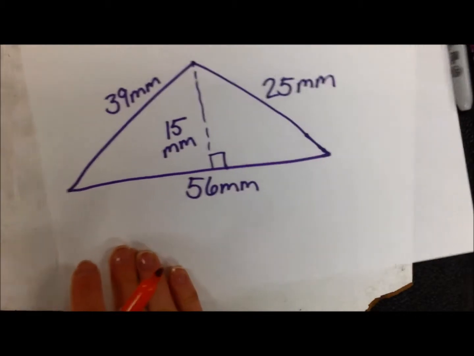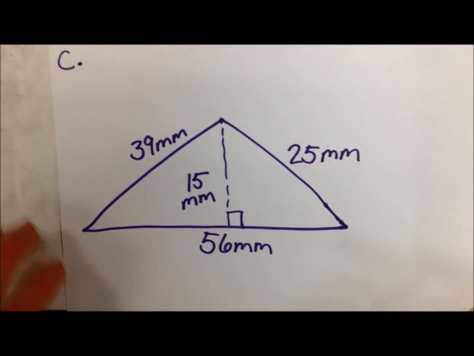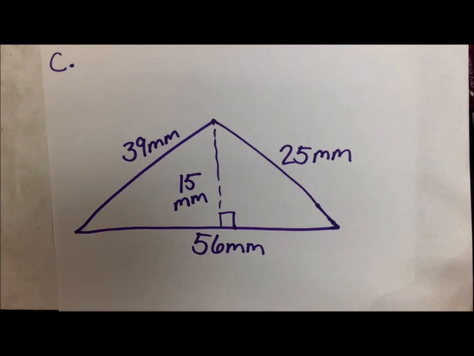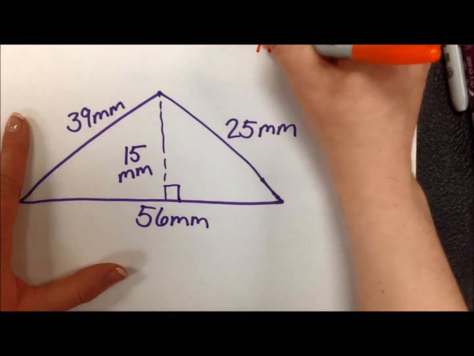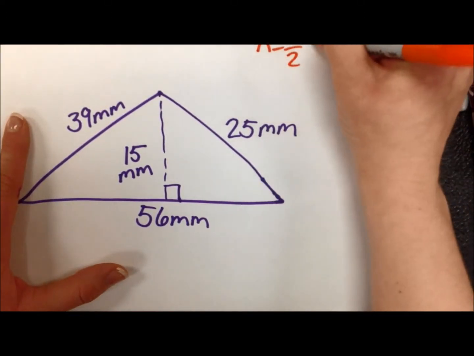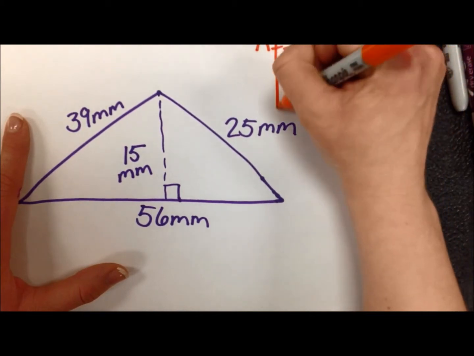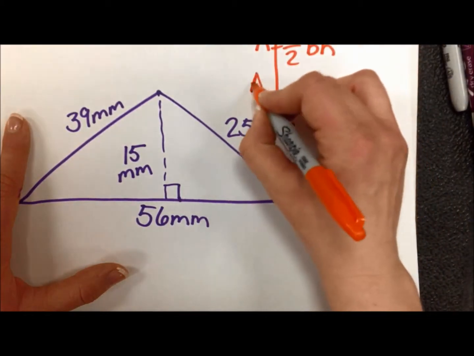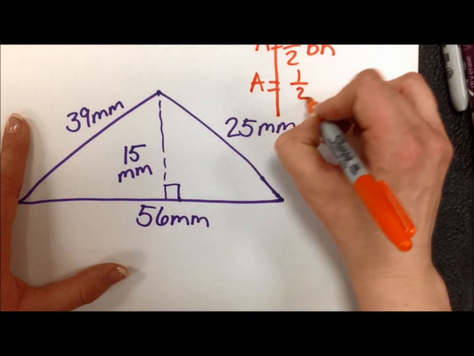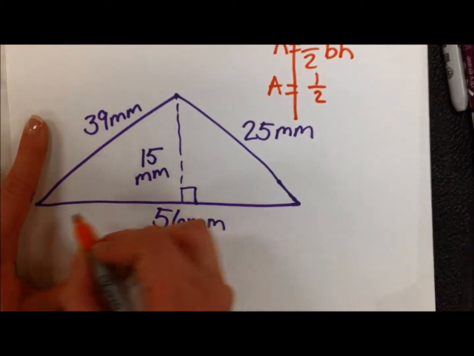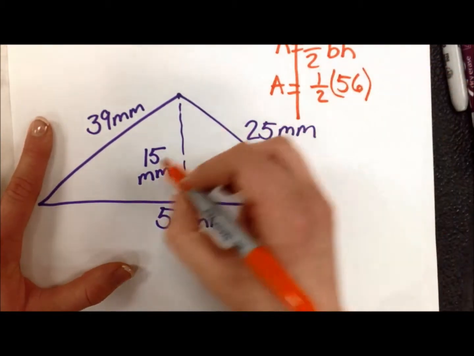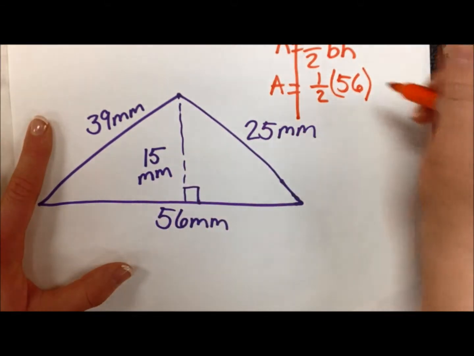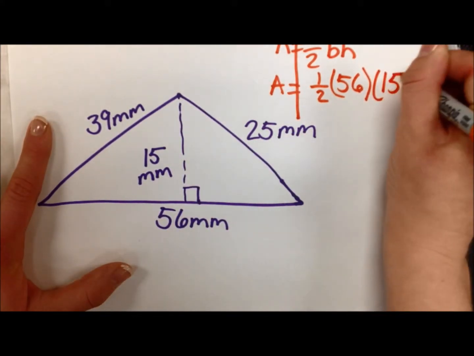Problem C is an odd-shaped triangle, but we can still follow the same process. So we're going to do area is equal to 1/2 base times height. We might run into some problems here. Oops. Oh well. 1/2 times the base. The base is still this 56. And the height, remember, is the dotted line. So 56 times 15.